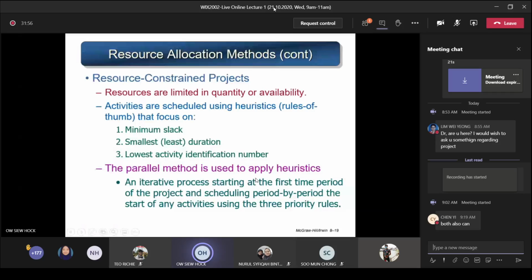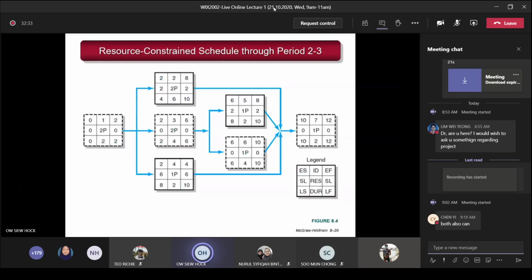So this parallel method is used to apply this heuristics. How do you apply this method? This is called an iterative, repeating process starting at the first time period of the project, and you do the scheduling period by period, one period of time at a time, from the starting of any activities, using these 3 priority rules. Based on these 3 rules, you repeat and do the scheduling from period to period. So this whole process here is called the parallel method. The heuristic is the 3 rules here.